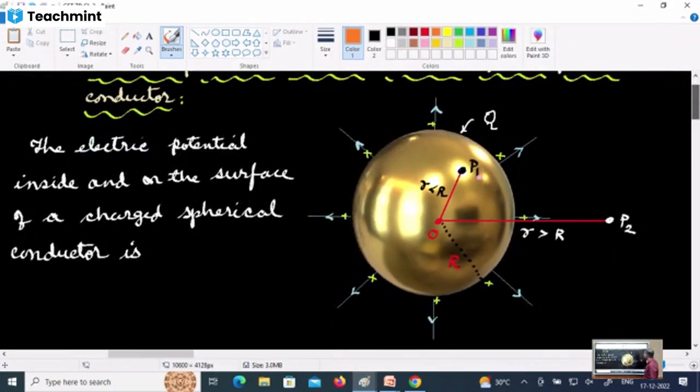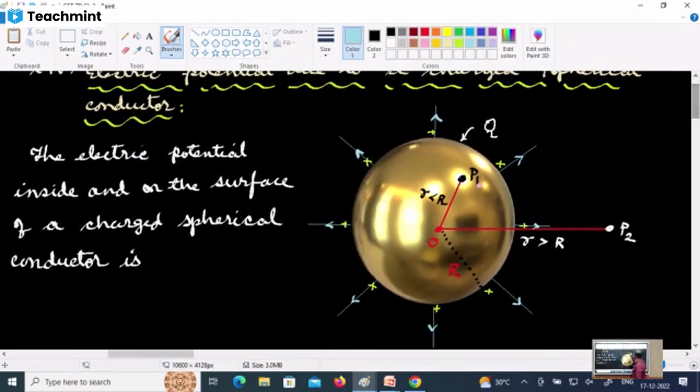If you give a charge Q on it, that charge resides uniformly upon the surface. Let us say capital Q is that charge and capital R is the radius of this. And we would like to find out the potential both inside, that is at point P1, and we would like to find the potential at P2, a point outside. For outside point, you can easily recognize that r is greater than capital R. For inside point, r is definitely less than capital R.